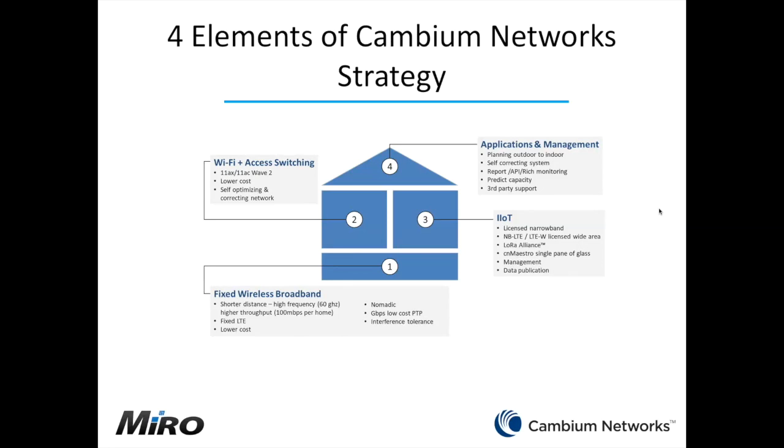They're also bringing IoT devices to the forefront, and then, of course, applications and management. So planning of outdoor and indoor networks, self-correcting systems, reports and rich monitoring systems, the ability to predict capacity via the link planner. It's one of the most accurate link planners that we have on the market at the moment, whereby you can get the most accurate estimate on what type of throughput you can achieve. You can basically plot down your different coordinates for your link, and then also input even a noise level to try and get the most accurate estimate.